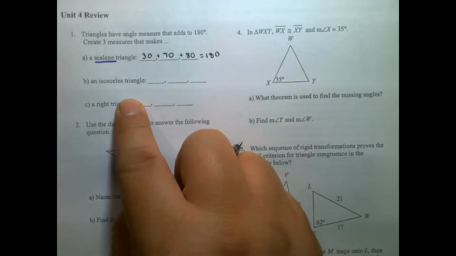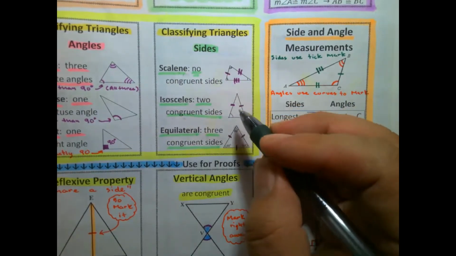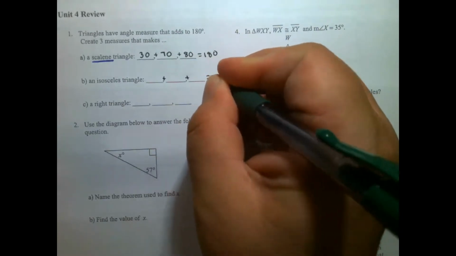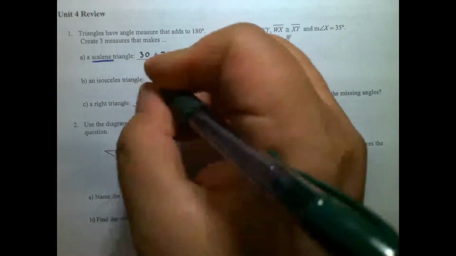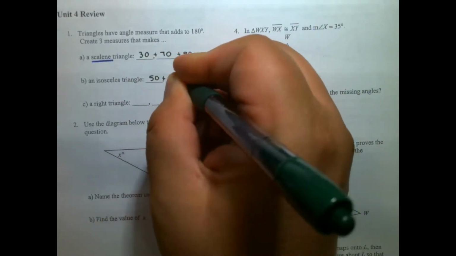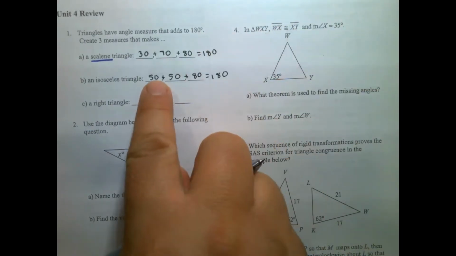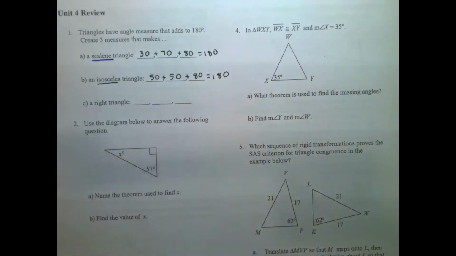Now, the next one says it's an isosceles triangle. So if I look at my word wall, it says an isosceles triangle has two sides that are equal. But remember, if it has two sides that are equal, it also has two angles that should be exactly the same. So if they need to add up to 180, as we've mentioned in the past, two angles need to be the same. So I'm going to go with 50 and 50. Again, not all of us have to have the same numbers. Just have to make sure you have two of them that are the same. So that's 100. Well, then I'll just make this one 80, and there it is.